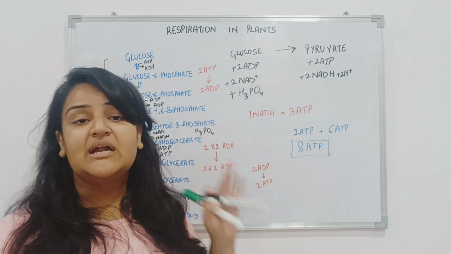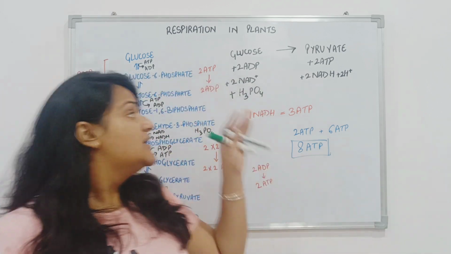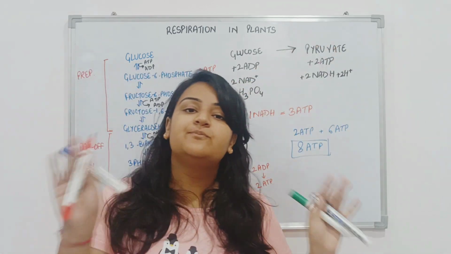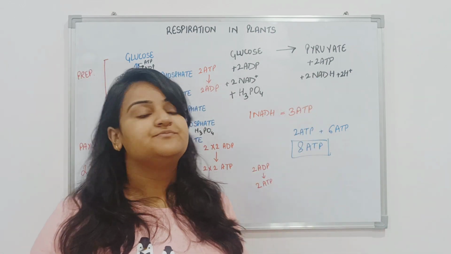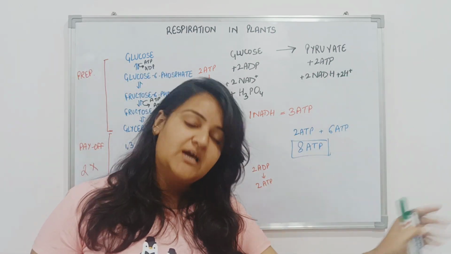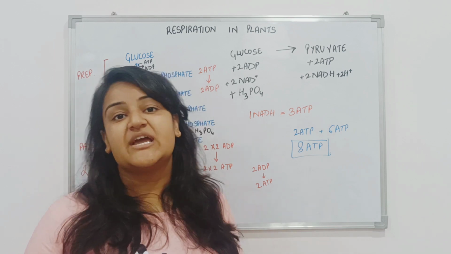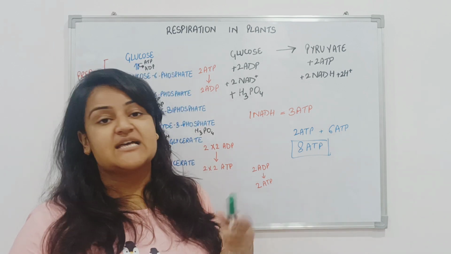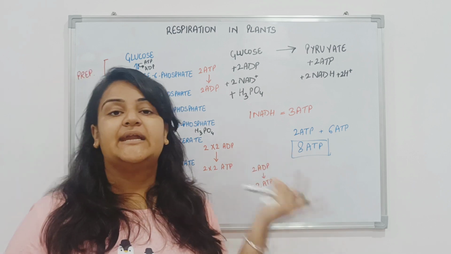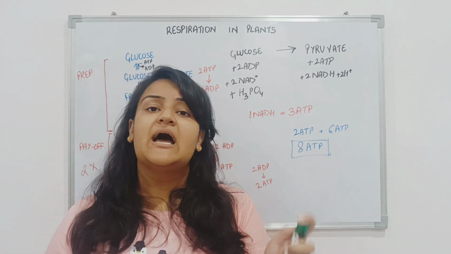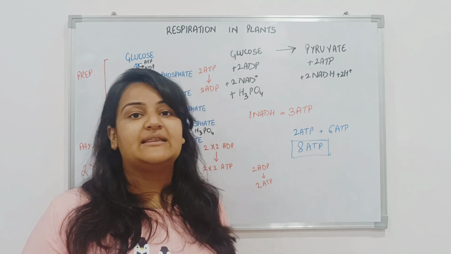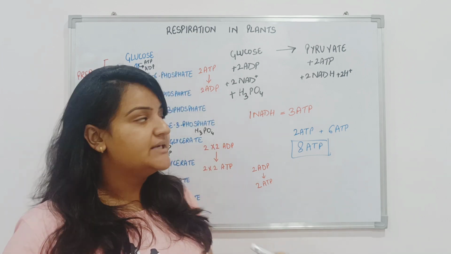Now with this we are done with glycolysis. Glucose to pyruvate has been formed, right? Now what happens after pyruvate is formed? We needed ATP for energy. Energy has been provided by ATP. 8 ATP molecules from one glucose molecule have been formed, and that can be used by the plants, right?